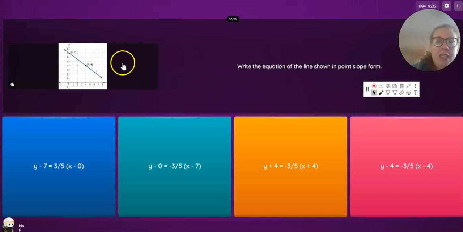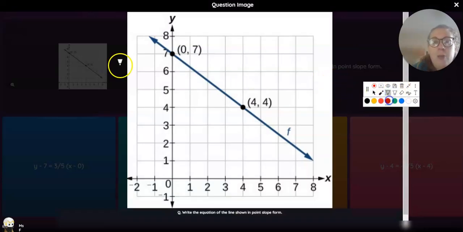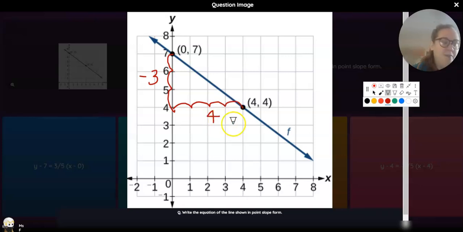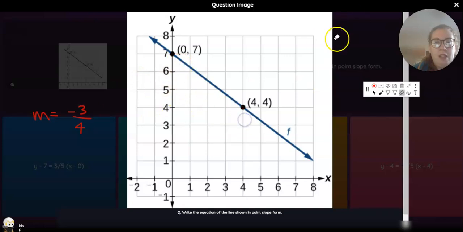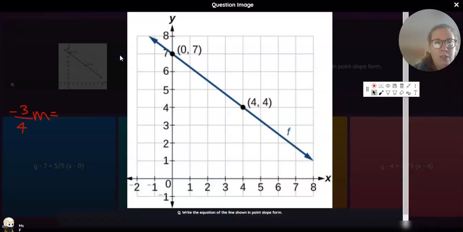Write the equation of the line shown in point-slope form. Okay, so let's find the slope first. From one point to the next, we're going down 3, and then we're going right 4. So our slope is a negative 3/4. Beautiful. I'm just going to erase this on the graph so we can go back here. Negative 3.